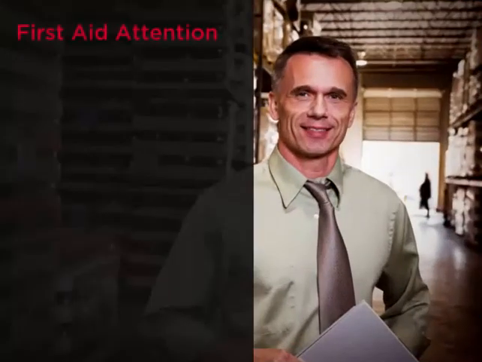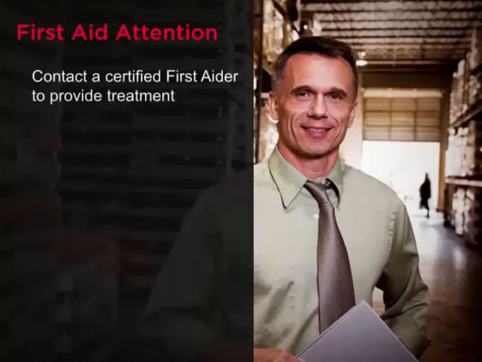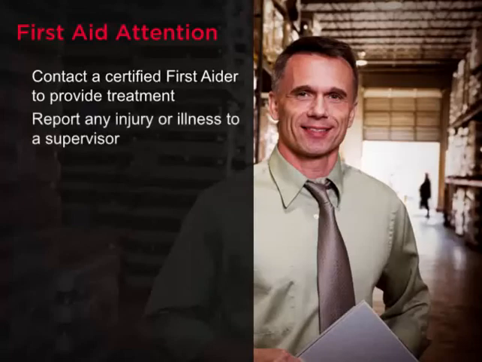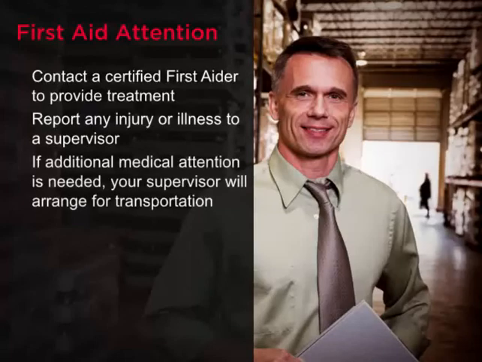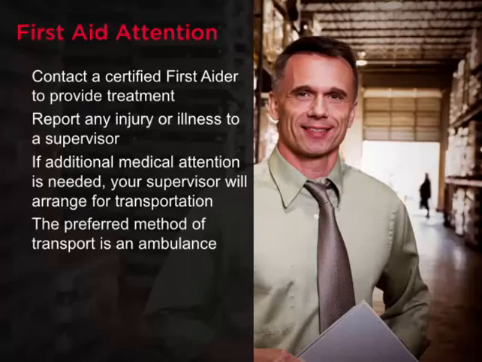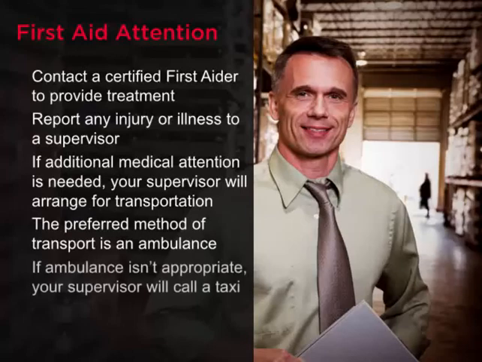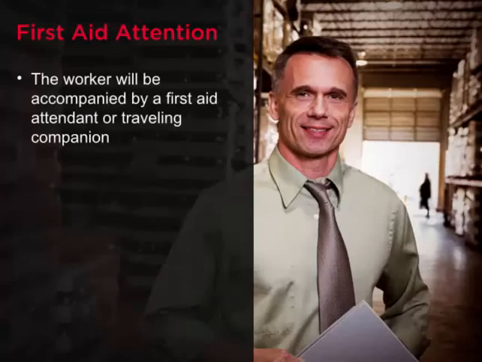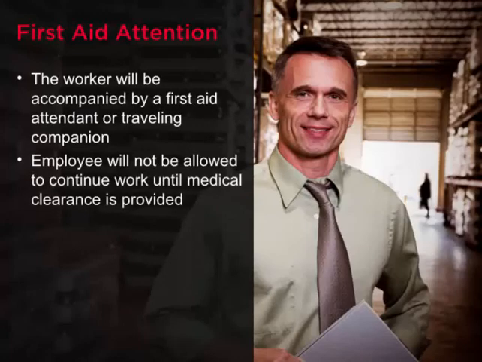If you discover an incident where a coworker needs first aid attention, contact a certified first aider to provide treatment immediately. Report any injury or illness to a supervisor or manager. If it is identified that the employee requires additional medical attention, then your supervisor or manager will arrange for transportation to the hospital, doctor's office, or worker's home. The preferred method of transport, if required, is an ambulance. Should an ambulance not be appropriate, then your supervisor will call for a taxi. The ill or injured worker will be accompanied by the first aid attendant or a traveling companion, and the employee will not be allowed to continue work until medical clearance is provided.